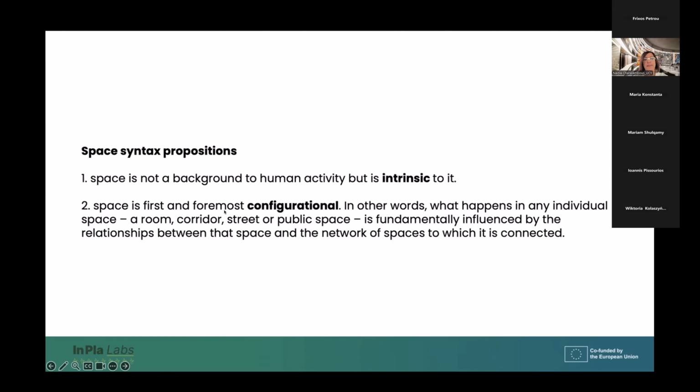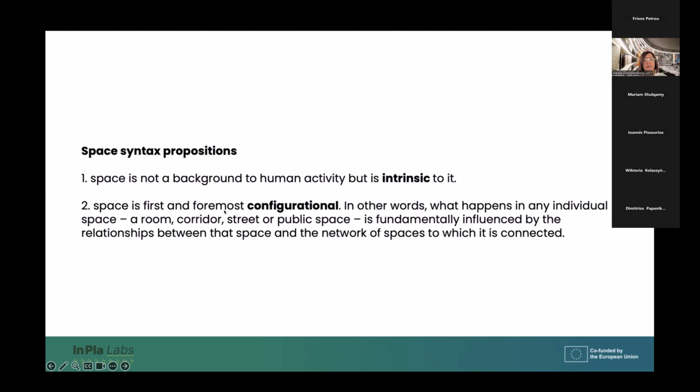And basically, space syntax proposes two important things. The first is that space is not neutral, it's not a background to human activity, but is a part of it, is intrinsic to human activity. Second, that space is first and foremost configurational. So what happens locally in one room, in one space, is influenced by the relationship with all other spaces to which the space is connected. So it's relational. You cannot look at a space individually. You have to see it in relation to all other spaces that this space is connected to.